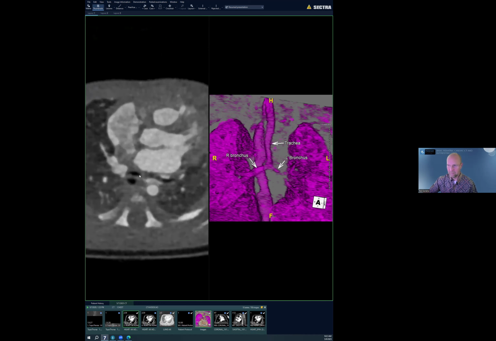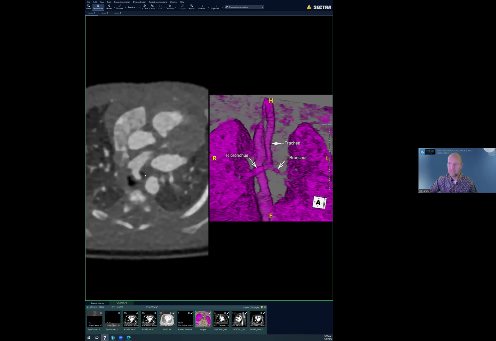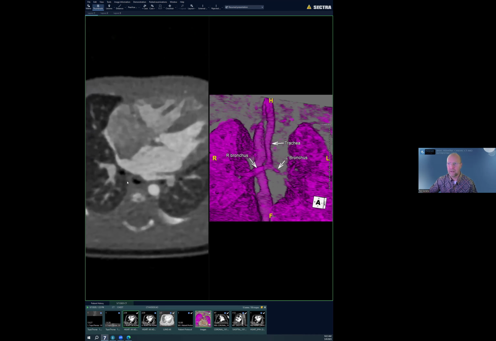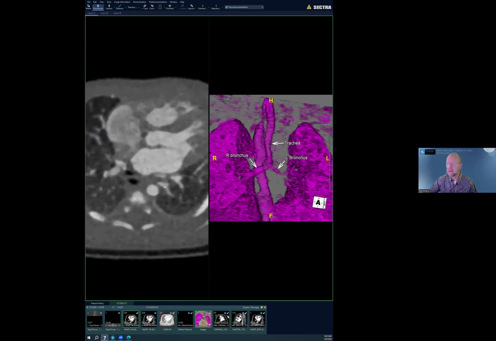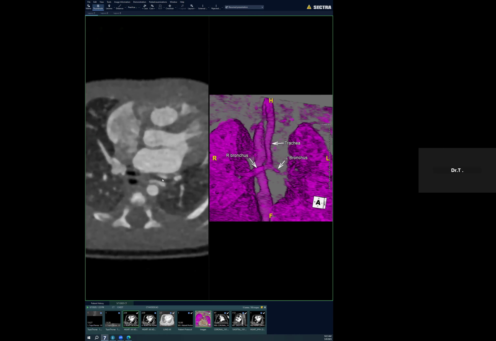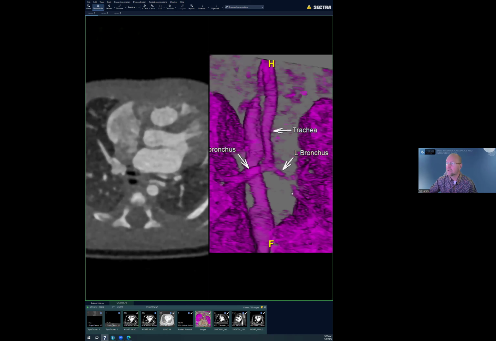And very importantly, we have to pay attention not only to the trachea, but also to the other airways, where we can see here that the left main bronchus is essentially completely occluded. You can see it also on the 3D rendering here.